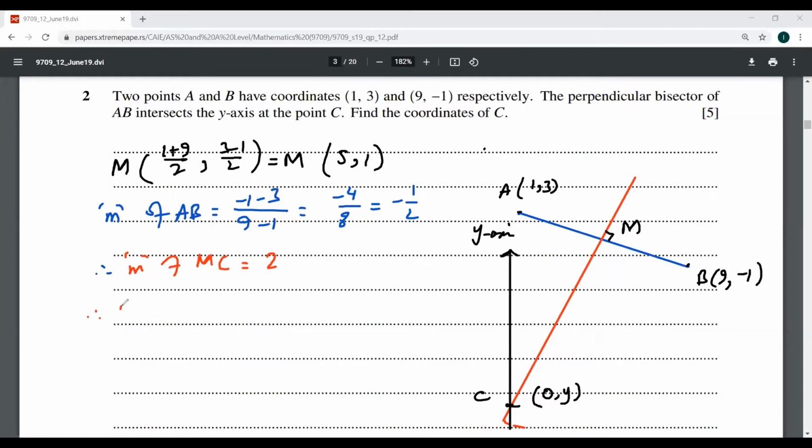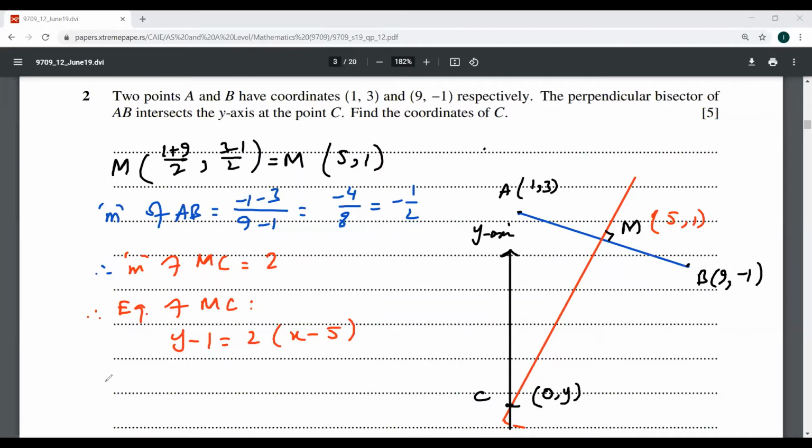Therefore, the equation of MC is going to be y minus y1. So this point over here is 5 comma 1. So we have y minus y1, that is going to be 2 into x minus x1. Now there is no need to waste your time on simplifying this equation. You simply put your x equal to 0 into it, because we only need to find the coordinates of the point C over here, okay?